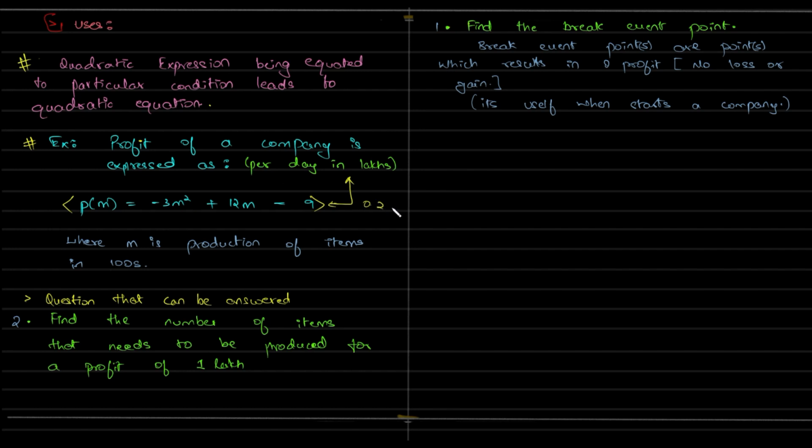If it's 0.2, it is 20,000. If it's 0.01, it is 1,000 rupees, right? Whatever answer you get on substituting a particular value for M indicates so many lakhs per day. So this particular company's profit is expressed as this mathematical expression. And M is nothing but the independent variable. It is related to production of items in hundreds per day, right?